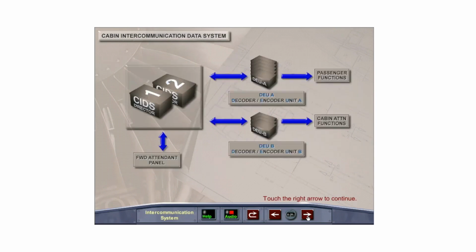There are 2 SIDS directors operating in parallel, with one active and the other one as a standby backup unit. Connected to the SIDS directors are the Forward Flight Attendants Panel, a Programming and Test Unit, and a number of decoder-encoder units A and B, which interconnect passenger and cabin attendant stations to the SIDS directors.